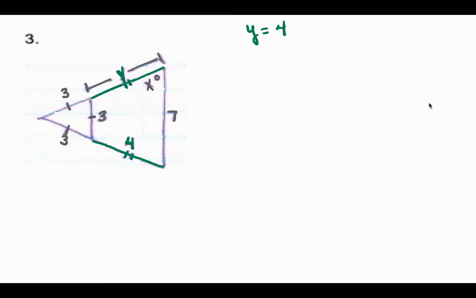So when I look at my information and try to find the value of x, we have to be careful because our x is an angle measure. So I'm looking to get congruent angles. In order to get congruent angles, I need congruent sides.